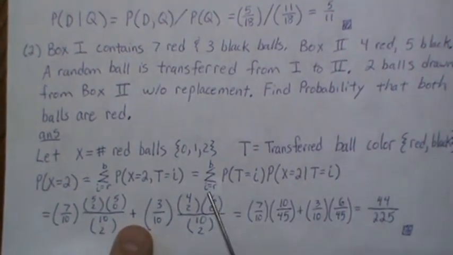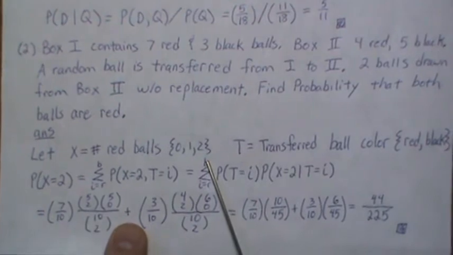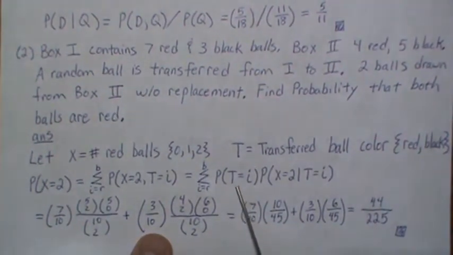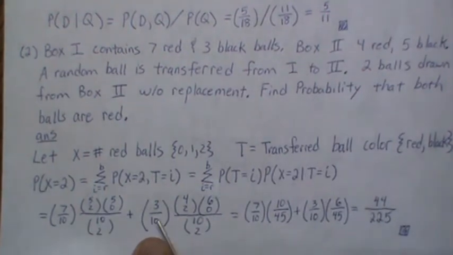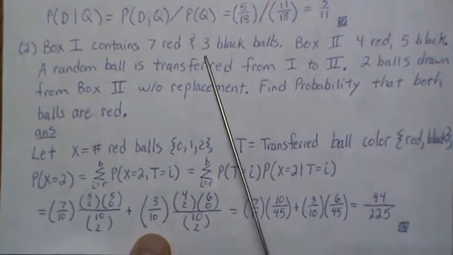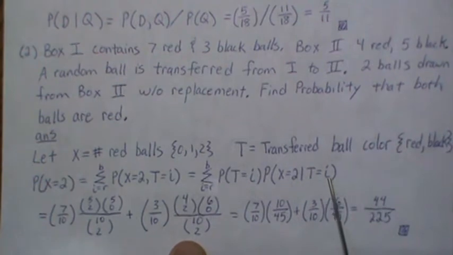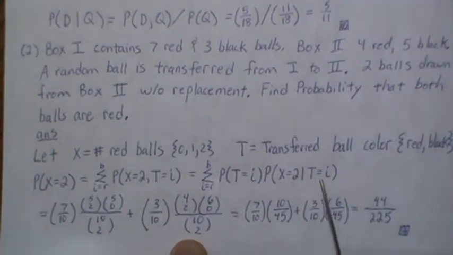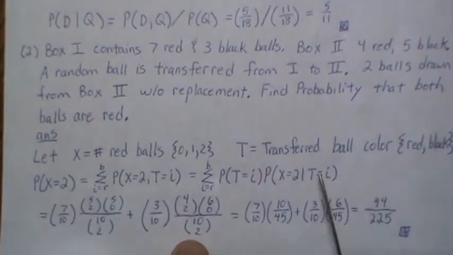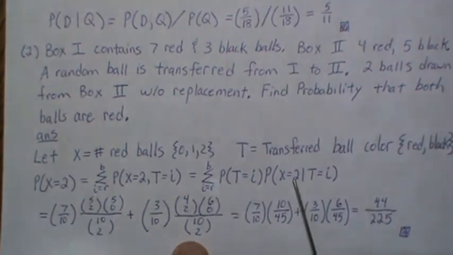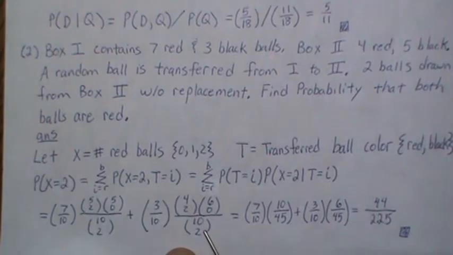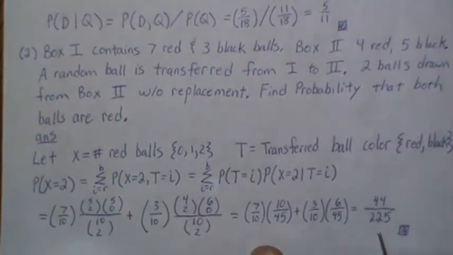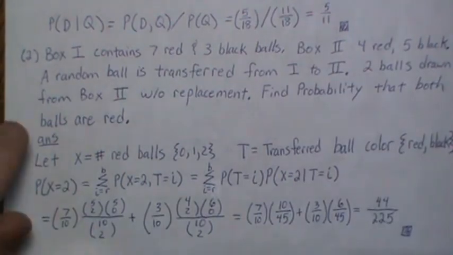Now, let T be black. The probability that the transferred ball is black is 3/10. And then given that it's a black transferred ball, the probability that X equals 2 becomes a hypergeometric. So it's 4 choose 2, 6 choose 0, over 10 choose 2. And then this reduces to these probabilities, which is 44 over 225.